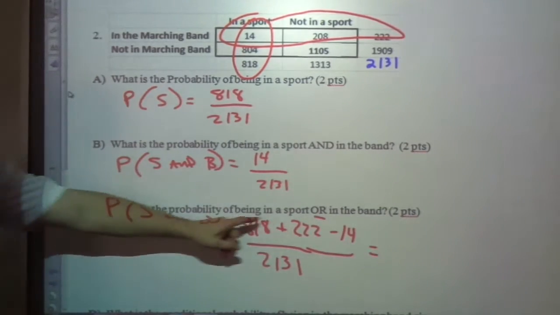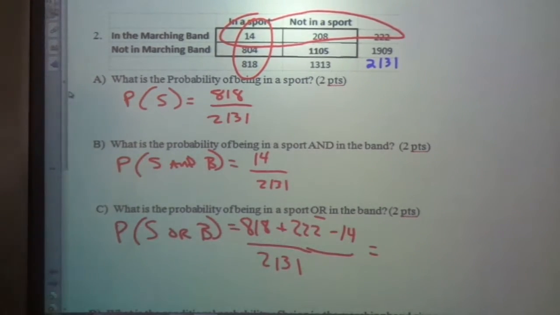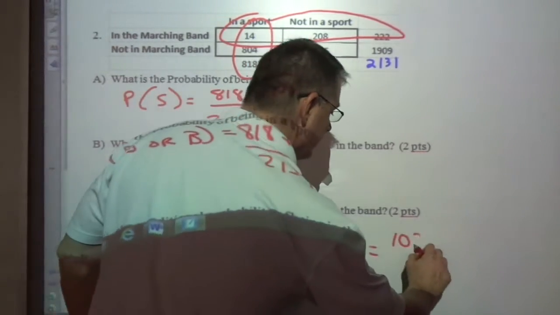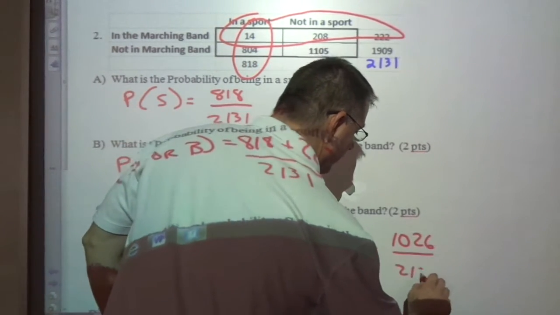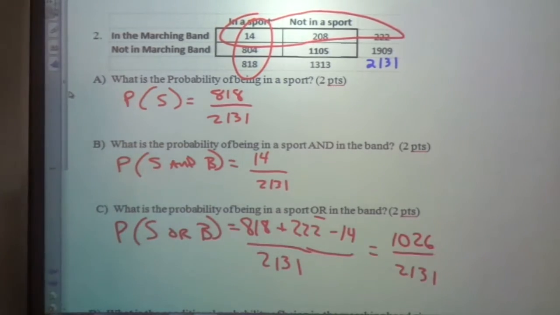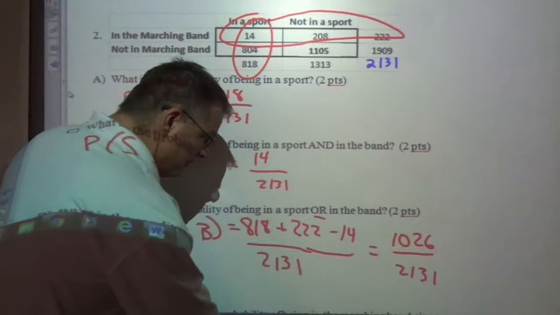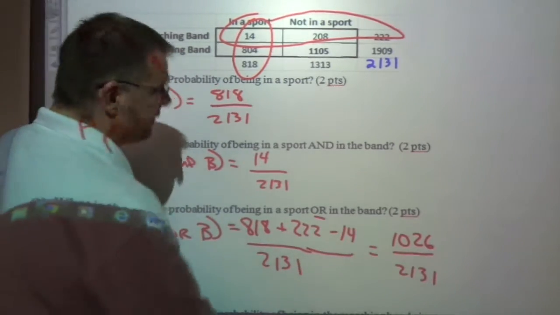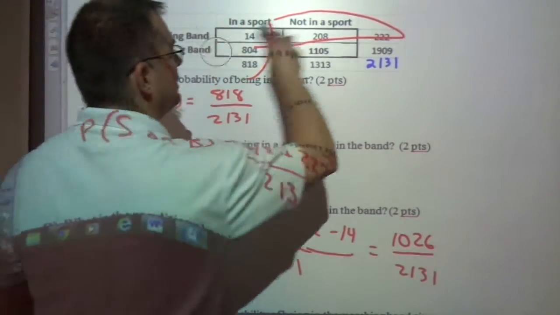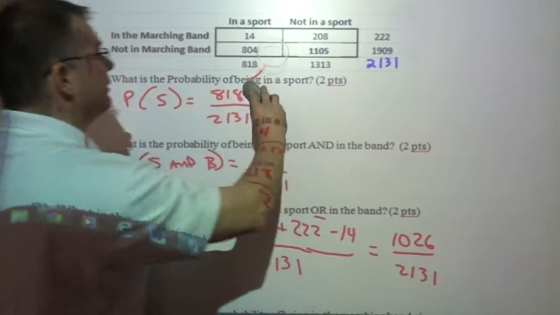Can I get somebody just to add these and then subtract to get a total? 1026 out of 2131. Which tells me about half the people are in at least one of the activities. But we don't want to double count the people that are in both. I'm going to erase this just so we don't make it confusing later. Okay?